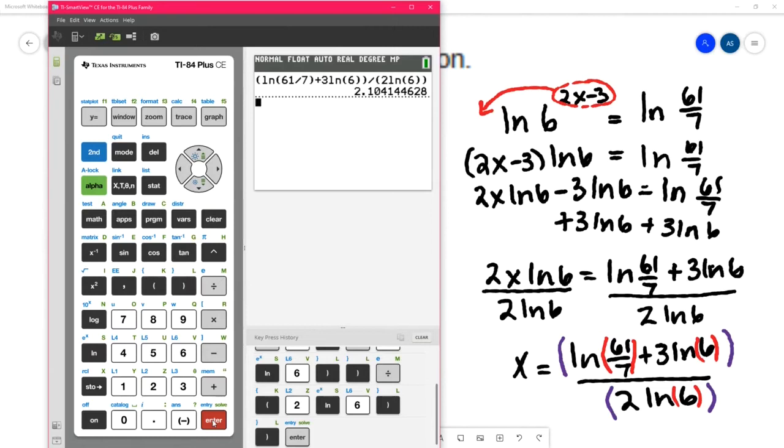2.104. Let's say we round to 3 decimal places, but pay attention to the directions in your problem. The directions will tell you what to round to. It might say round to 3 decimal places, or it might say round to the hundredths or thousandths place. And so you'll have to pay attention to what to round to based on those directions. So we have, let's say, 2.104 for this one.